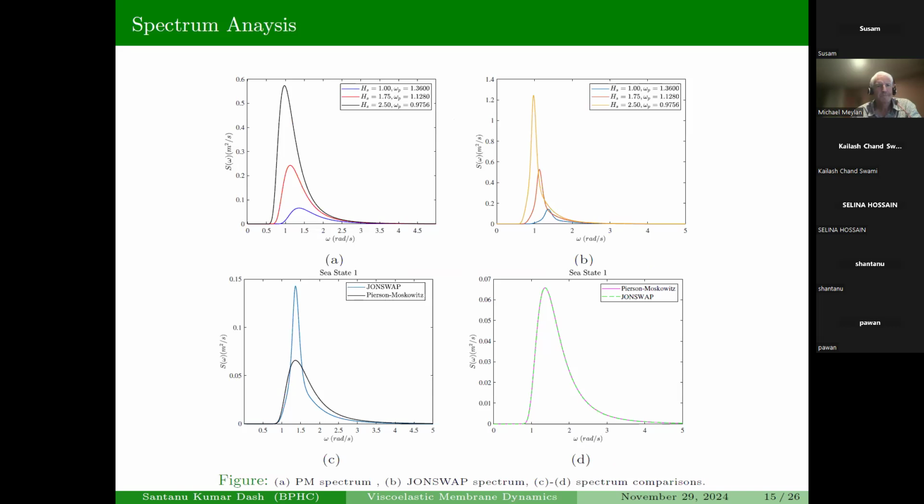Now, while estimating these structures, we plot this spectrum over a finite range. In this figure, A is a schematic diagram of the Pierson-Moskowitz, B is the JONSWAP, C is the comparison between the Pierson-Moskowitz and JONSWAP, and D is the Pierson-Moskowitz and JONSWAP for gamma equal to 1. Figure D shows that for the peak enhancement factor gamma equal to 1, it transforms to Pierson-Moskowitz. However, figure C shows that the JONSWAP is highly sharp, demonstrating that the sea can behave more roughly.